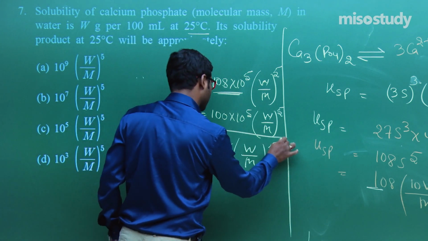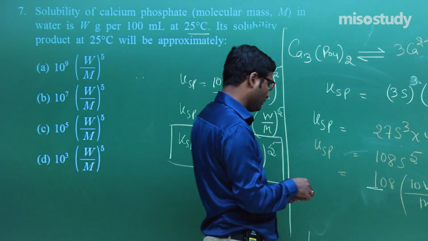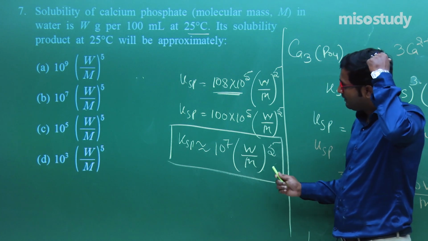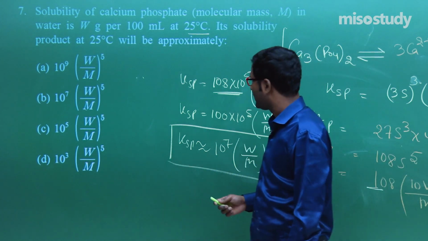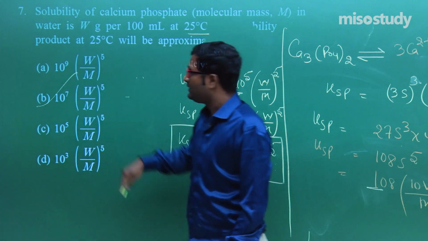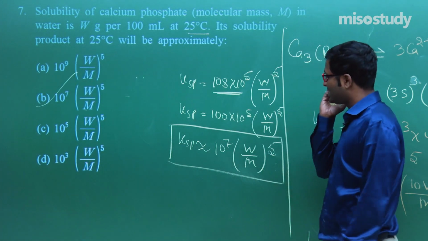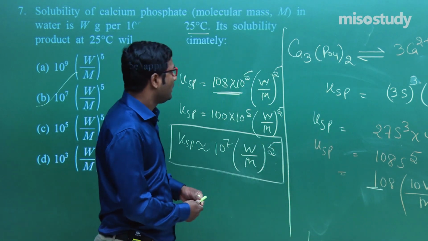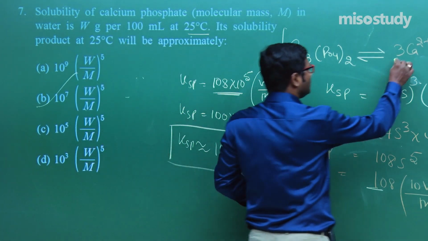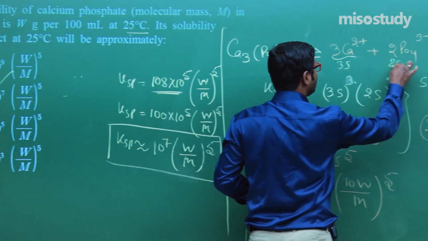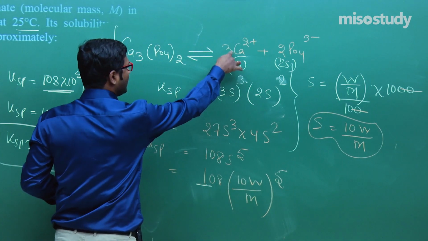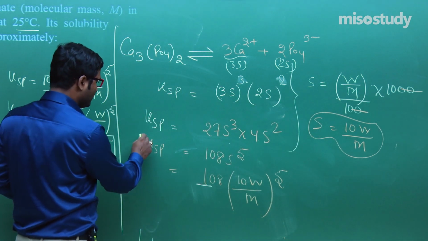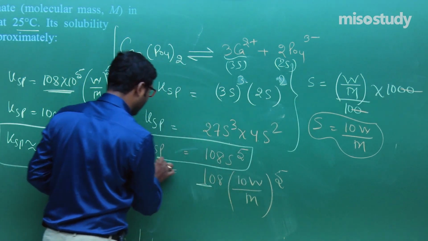That is the expression. KSP is equal to 10 to the power 7 into W upon m to the power 5. This is the B expression. Clear to you? If you have any doubt, you can easily approach me. I am giving you a few seconds. Check it out. What I have done, KSP is equal to, this one is 3s, this one is 2s. 3s to the power 3, 2s to the power 2. Now what will happen? 108s to the power 5.